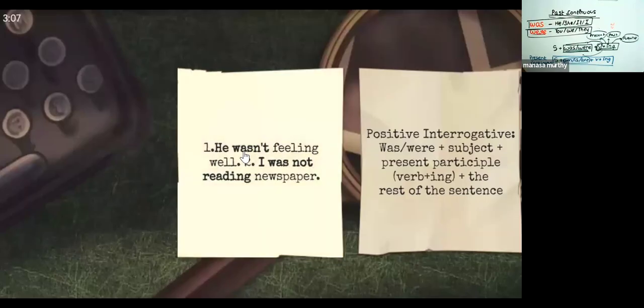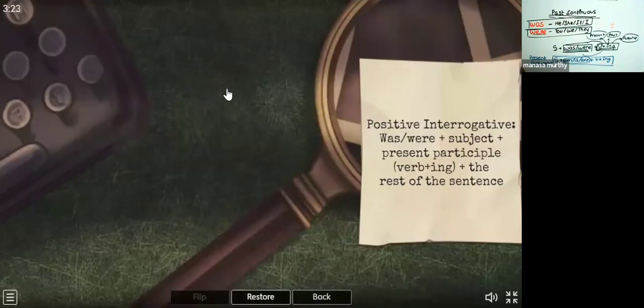I'm telling that action was not happening continuously in the past. Subject was or were. Together with was or were we add not. Then verb plus ing. I was not going to play yesterday. I did not play yesterday. It can be written in a simple form. I was not playing yesterday. Like this, if you write, the sentence is correct.